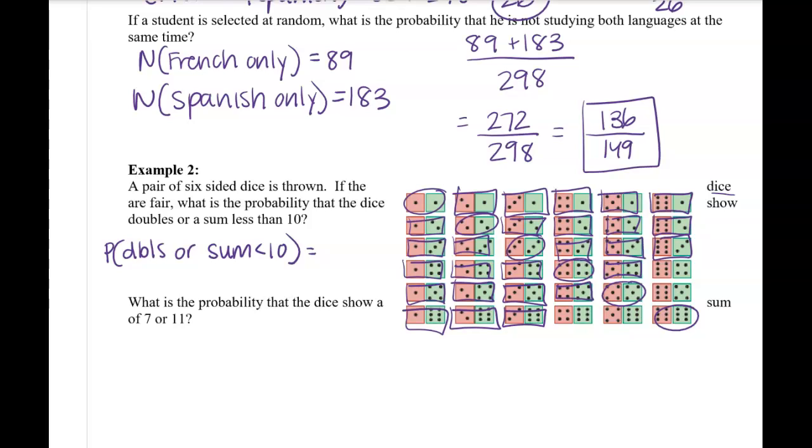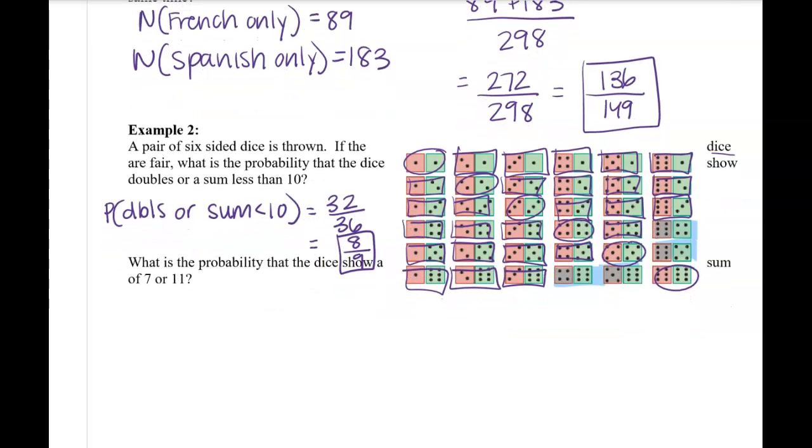So now, doubles or a sum less than 10. If we look, we've basically covered all of them except for these 4, meaning the total that are doubles or a sum less than 10 are 32, because I know there's 36 total. So the probability we roll doubles or a sum less than 10 is 32 over 36. Divide top and bottom by 4. This simplifies to 8 over 9.